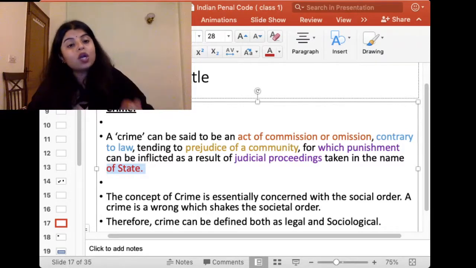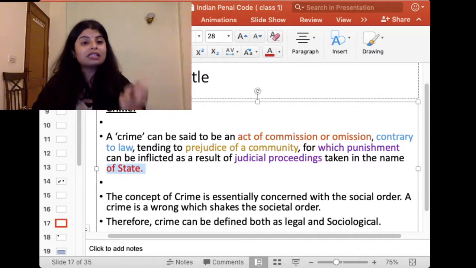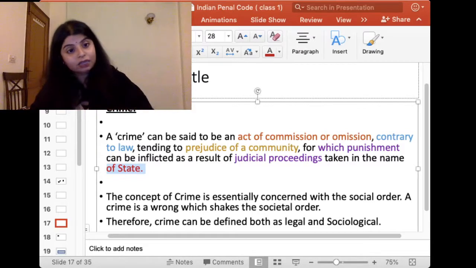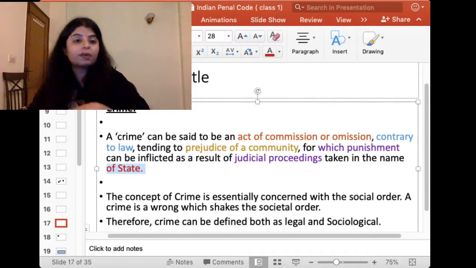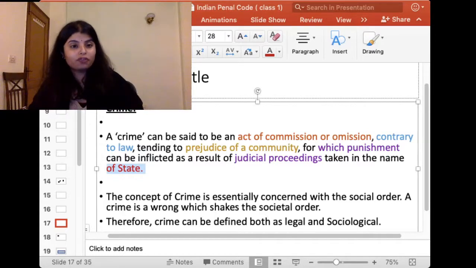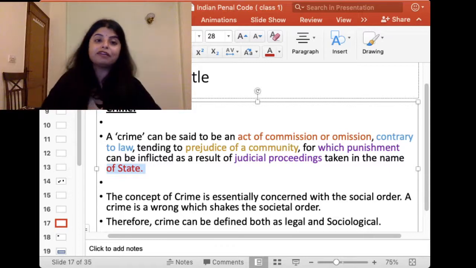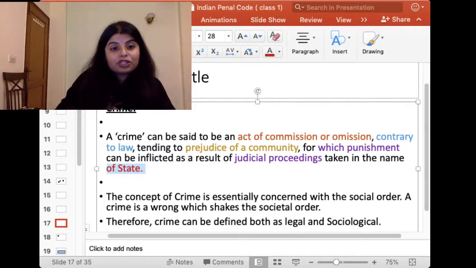Okay, so it has not disturbed one particular person, but it brings a change or it brings a fear in the mind of the whole society. That is why it is said that a crime is something that causes prejudice to the whole community. That is why it is also called a sociological offense. Then the section says that for which punishment can be inflicted. If you do an offense, there's a punishment. How the punishment and everything is decided? It is decided through judicial proceedings in the name of state.